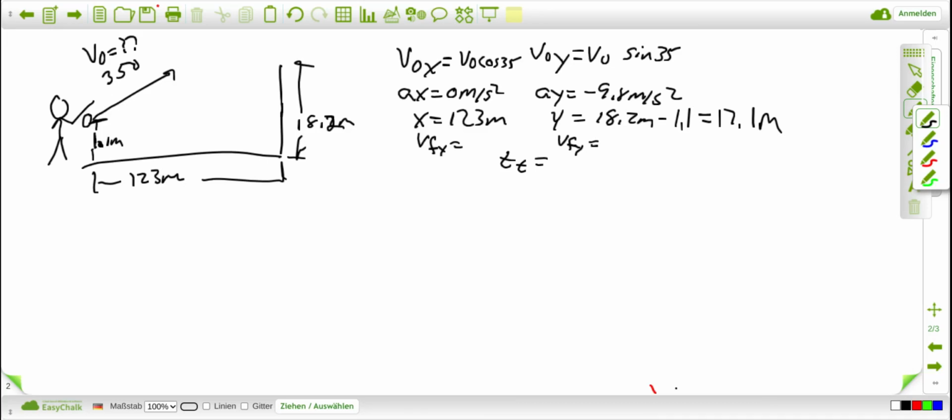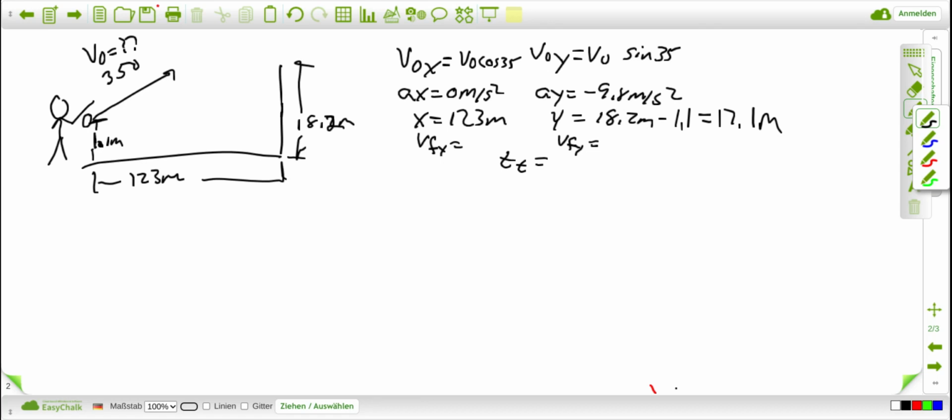Okay, so we have a ball player that's going to hit a ball. The ball is 1.1 meters above the ground, and when the ball is hit, we do not know that initial velocity. It's hit at 35 degrees, and it's going to go 123 meters in the x direction, and it's going to go over the wall 18.2 meters high out there at that 123 meter mark.